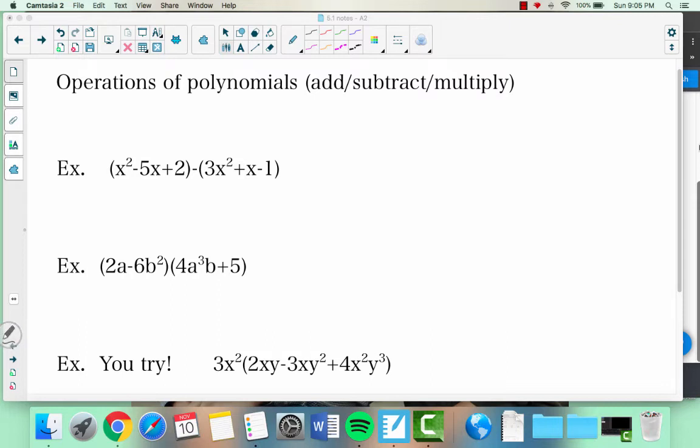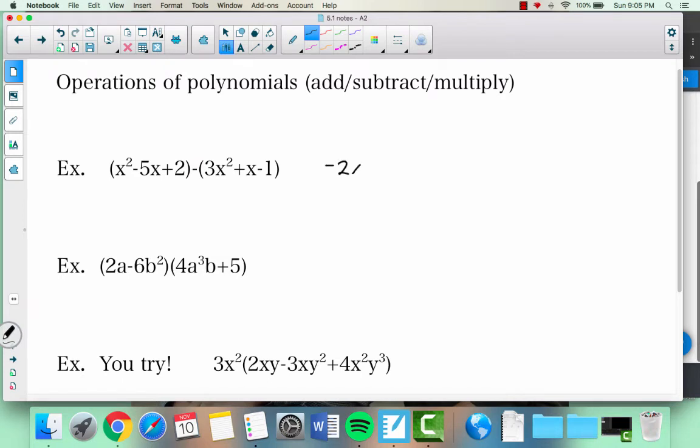So in this first example, we're going to go ahead and combine like terms. So we've got x squared and an x squared. If I subtract x squared minus 3x squared, we get negative 2x squared. The next part would be negative 5x minus positive 1x. That would be negative 6x. And then lastly, 2 minus negative 1. That's going to get us a positive 3 because we have a minus and a minus, which we know becomes a positive.